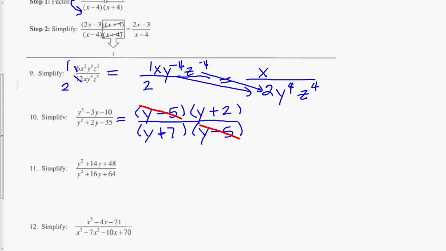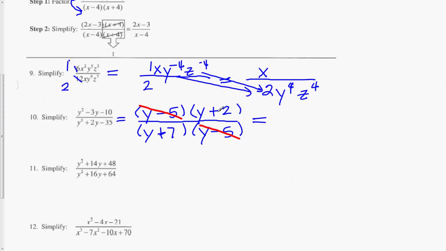Now, I cannot cancel out a y plus 2 with a y plus 7 because those two numbers do not match. 2 and 7 don't match. You can't cancel out just the y's because these expressions have to exactly match. Think about putting numbers in for those y's.